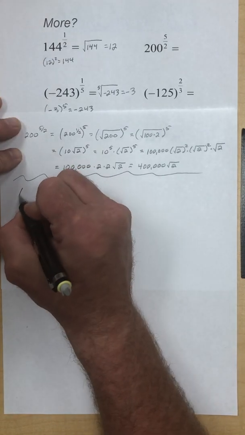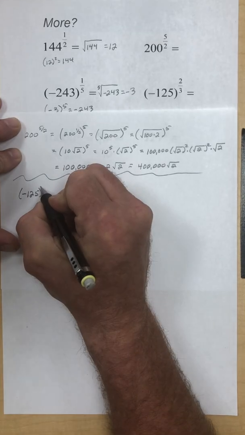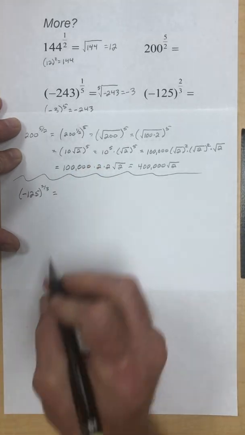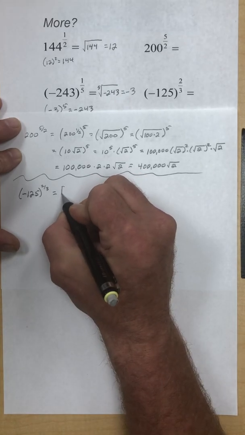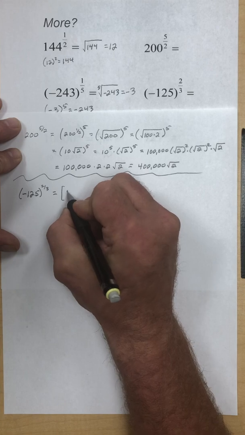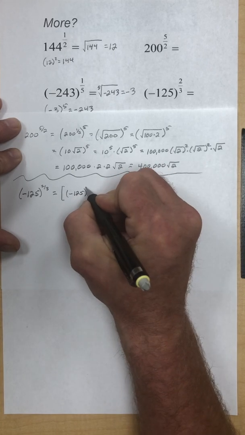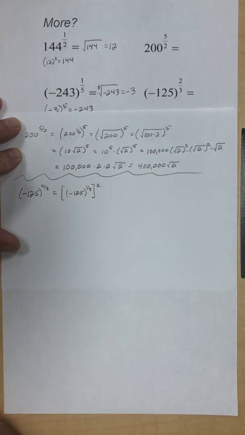All right, so I have negative 125 to the 2/3 power. Again, I know that denominator 3 means cubed root. So if I take negative 125 to the 1/3 and then take that whole thing and square it.